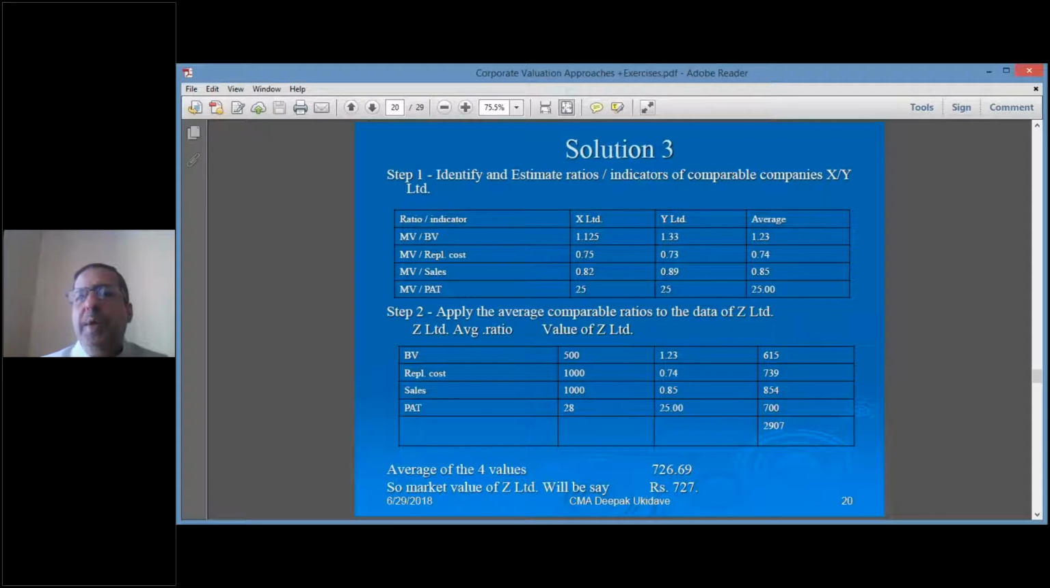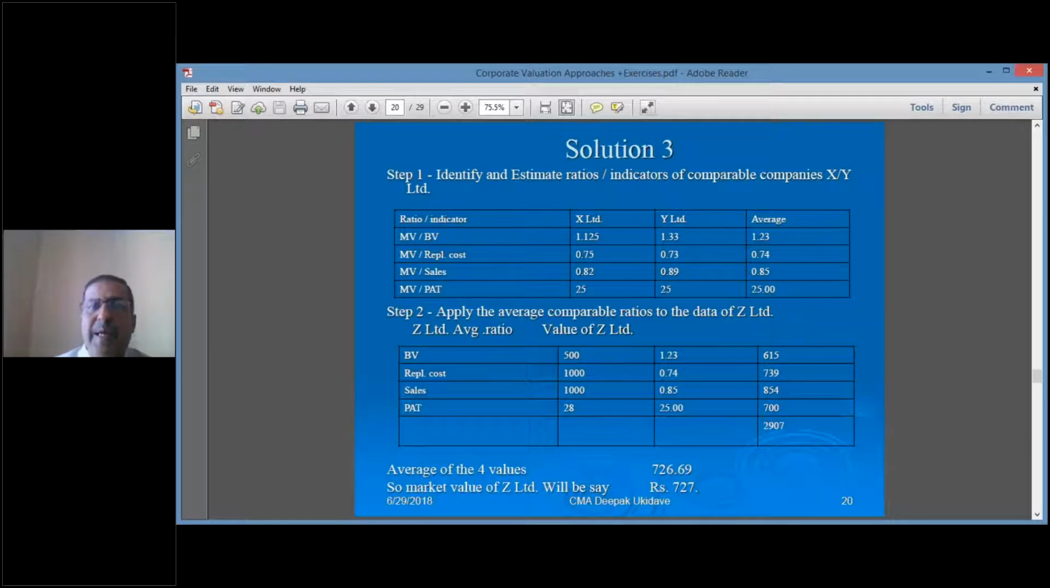This is the solution given to you. You can look at the solution, look at the approach. Step number 1, identify and estimate the ratios or performance indicators of comparable companies X and Y Limited. So you have data for X Limited, Y Limited, that is MV-BV, MV-replacement cost, MV-sales, and MV-PAT. We have calculated the ratios.